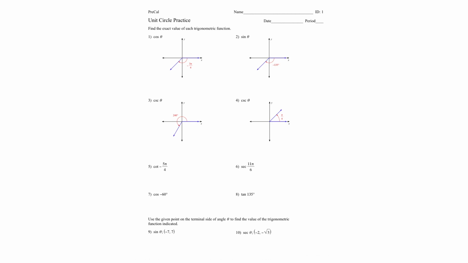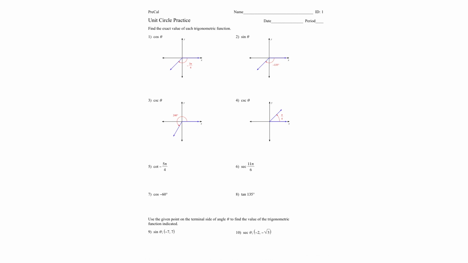If you have questions, make sure to send me a message or get with someone who you know that does understand this kind of stuff. And so just ask, and our goal is to make sure we can understand the steps necessary to complete all of these things. Okay, so number 1, we're looking at the cosine of theta, and it tells me I have a negative 3 pi over 4.